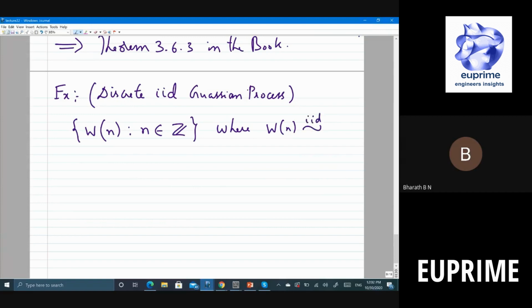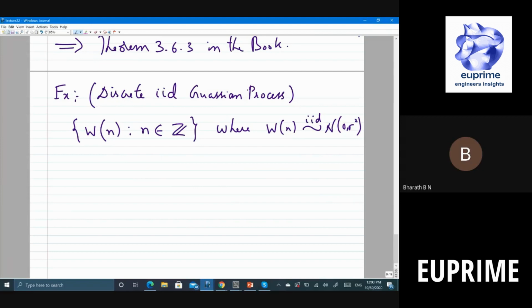What is Z? Yes? Set of integers. Okay, it's two-sided: -1, -2, and so on; 0, 1, 2, 3, and so on. Okay, so you have this stochastic process where each sample W of 1, W of 2, and so on are chosen in IID fashion from a Gaussian distribution, zero mean and variance sigma square.